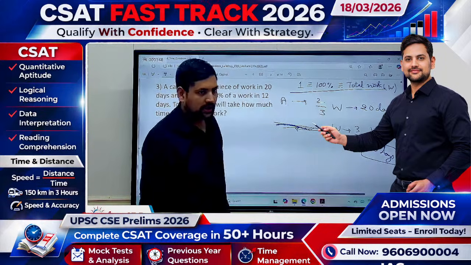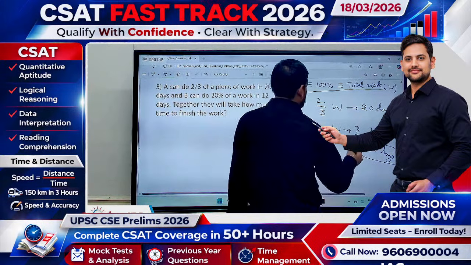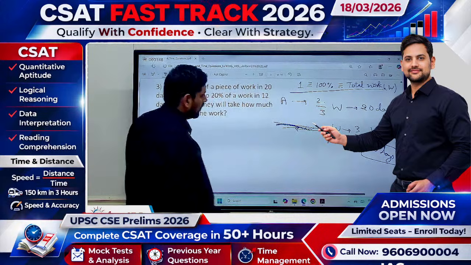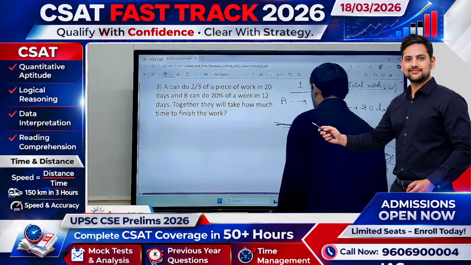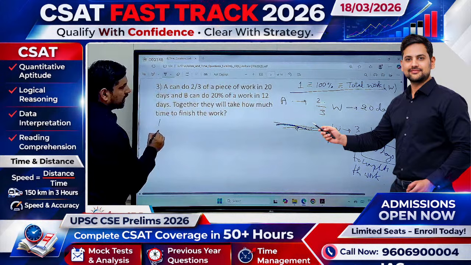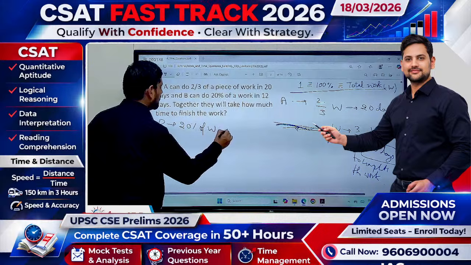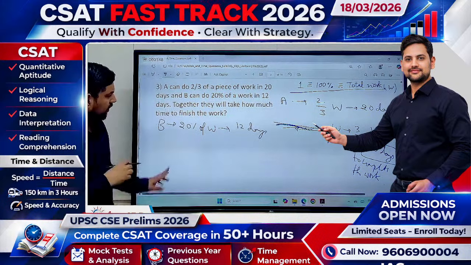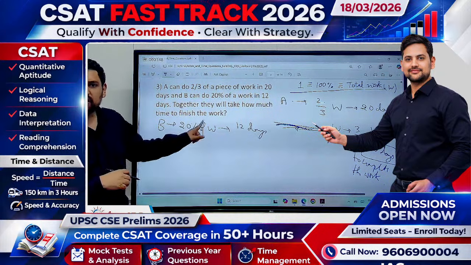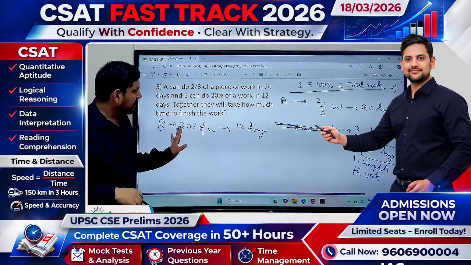This is what A takes to complete the work. A takes 30 days to complete the work. Then let's find similarly for B. So B: 20% of work is done in 12 days. Now what I want here is either just 1 with W or 100% with W, because 1 is equal to 100%. So 20% here, 12 days here.